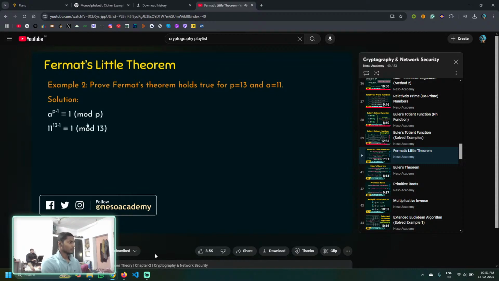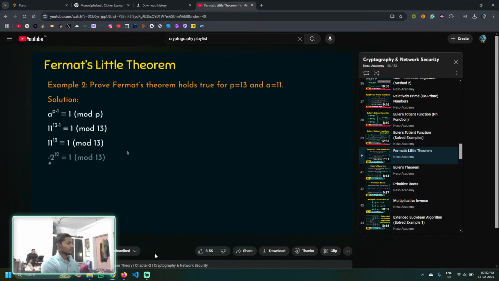So let's substitute the values given in the question. We get 11 power 13 minus 1 is congruent to 1 mod 13. We'll simplify this: 11 power 12 is congruent to 1 mod 13. So we are going to use modular exponentiation to solve this, 11 power 12 mod 13. When you refer to my previous lectures titled modular exponentiation, I have given a lot of shortcuts for solving these kinds of problems. Here you can see it is 11, it is 13. We can reduce this value. 11 is 2 short of 13, so we can use minus 2 whole power 12 is congruent to 1 mod 13.